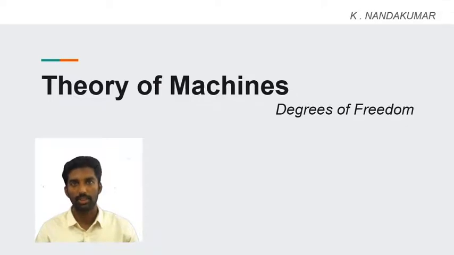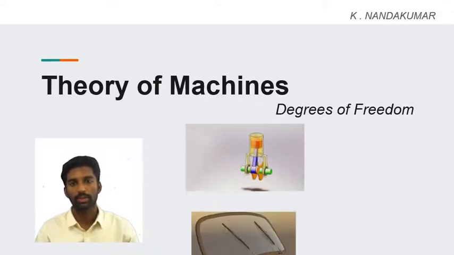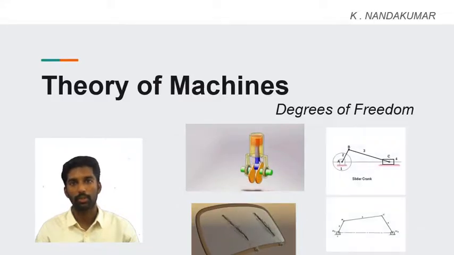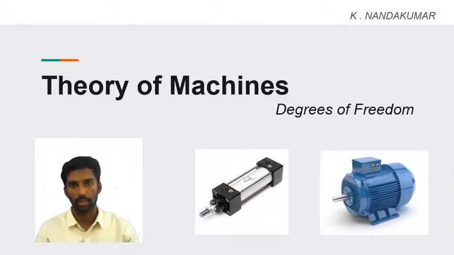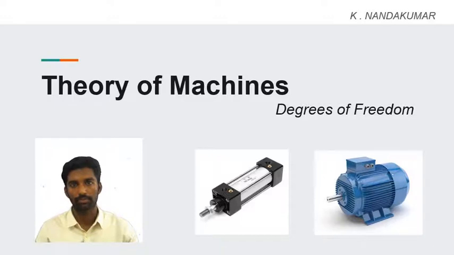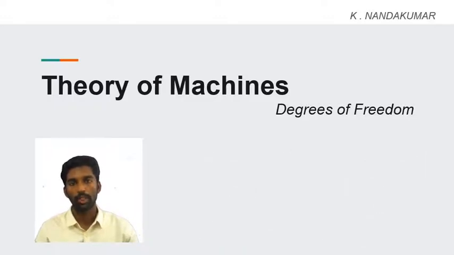Different machines that we see in our day-to-day life use different mechanisms to perform their tasks. They rely on one or more actuators like a hydraulic cylinder or electrical motor for their actuation. One of the important parameters considered while selecting the actuators for a mechanism is the degrees of freedom of a mechanism. In this video, we are going to see what the degrees of freedom of a mechanism means.